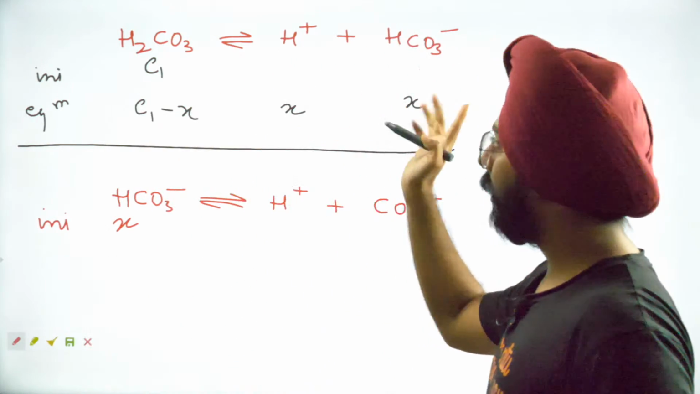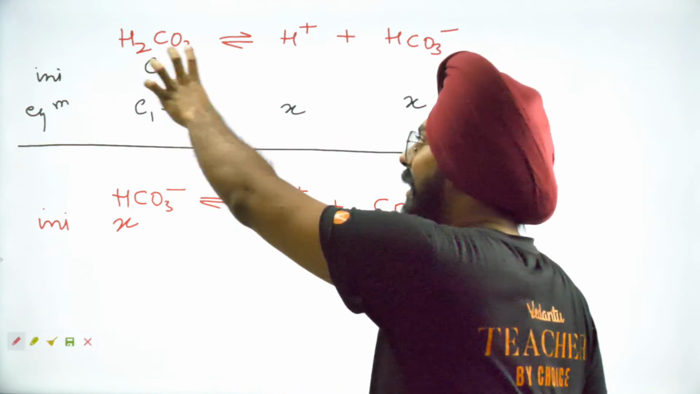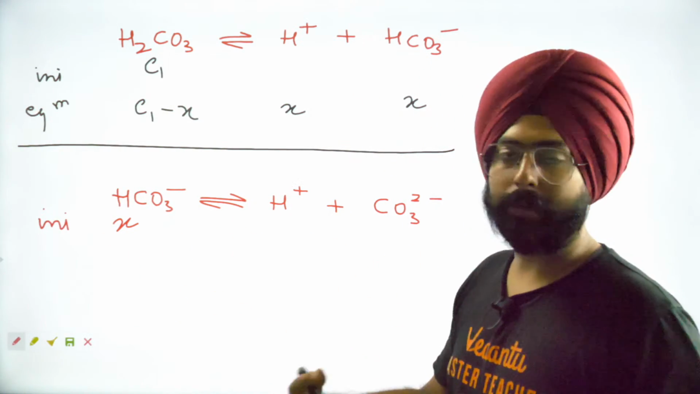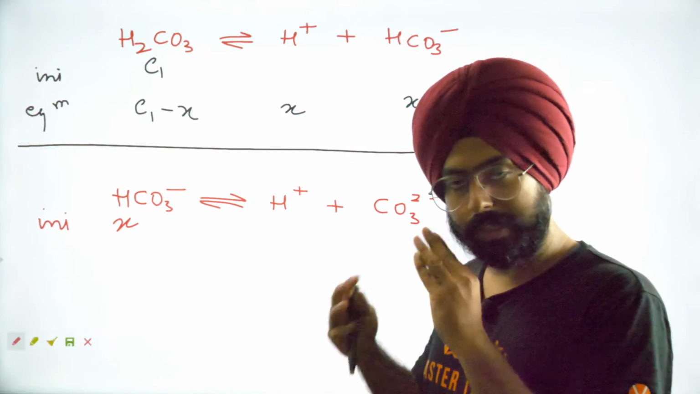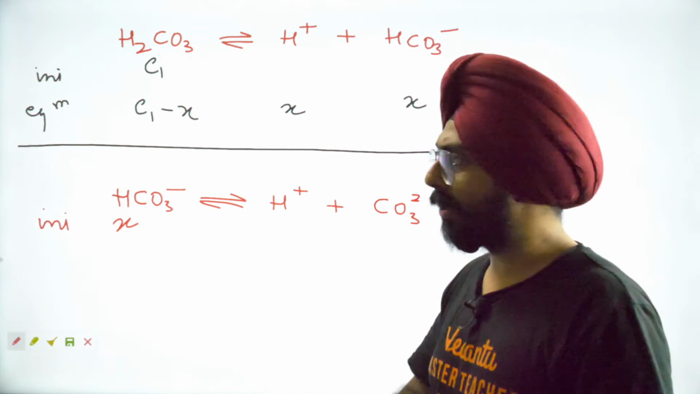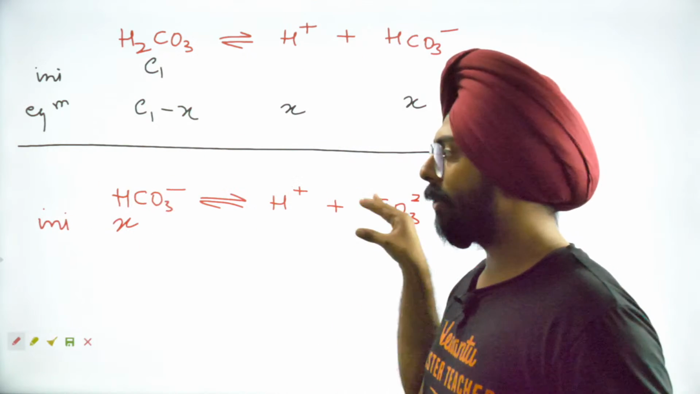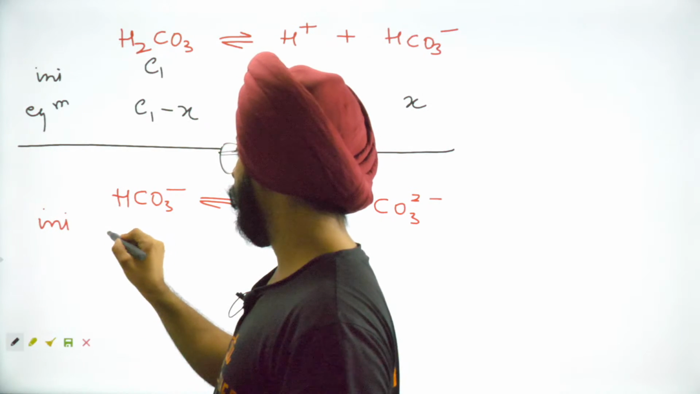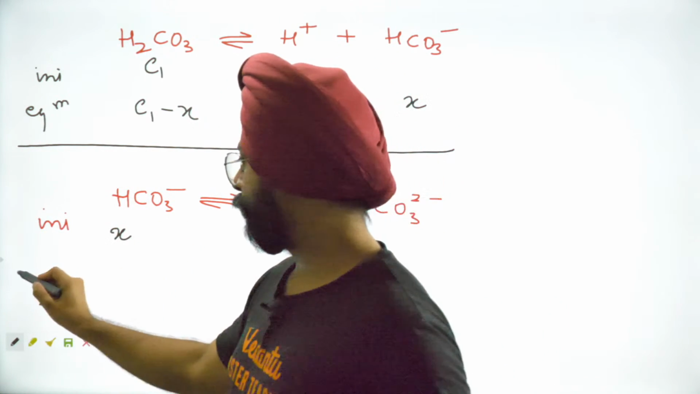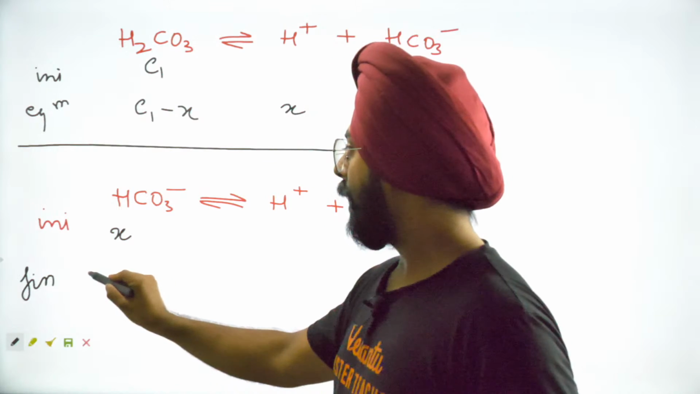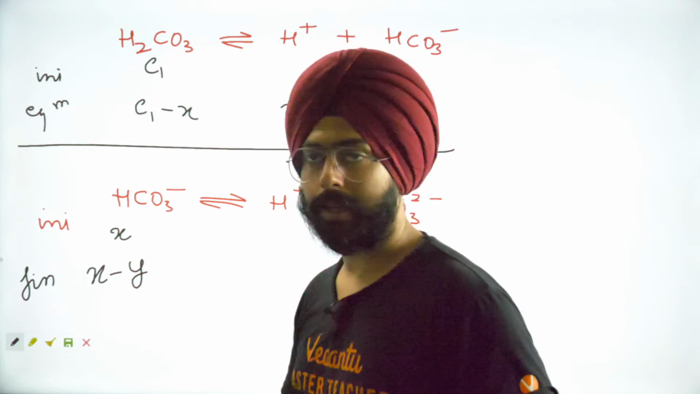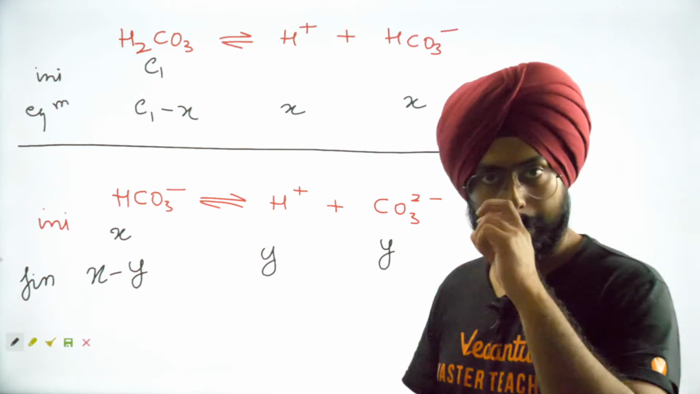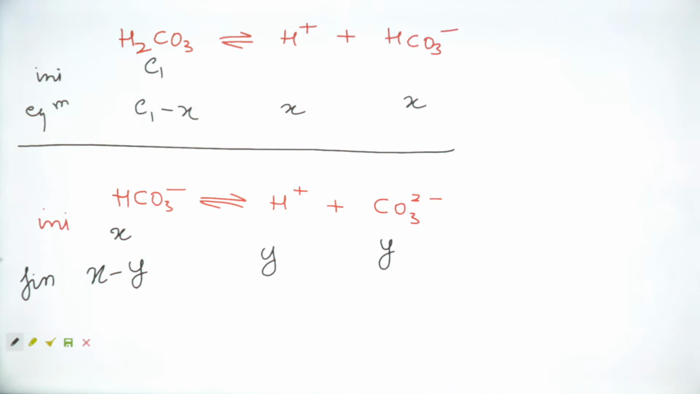ये तो यहीं से create हो रहा है ना. So what are we thinking? We are thinking that this reaction happens first and then this reaction happens. That's how we are thinking, although they are happening simultaneously. But just for calculation, just for thought process, it's better for us to think that this reaction happens, then this reaction happens. Okay? So initially, I can say that HCO3 negative is X. Finally, this is going to be X minus Y. This is going to be Y, this is going to be Y. ठीक है जी? Got it?